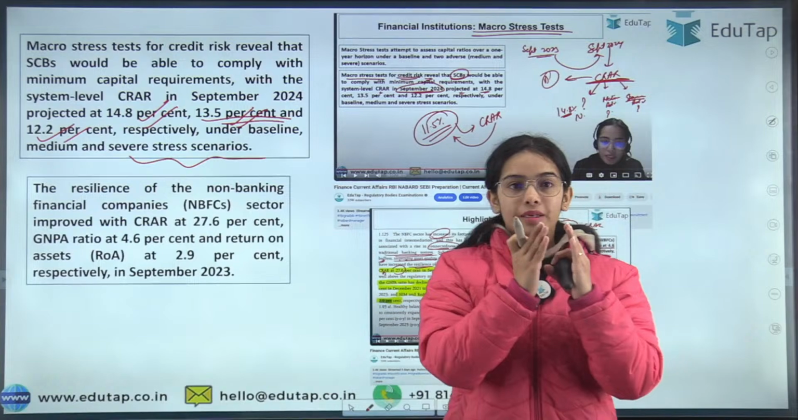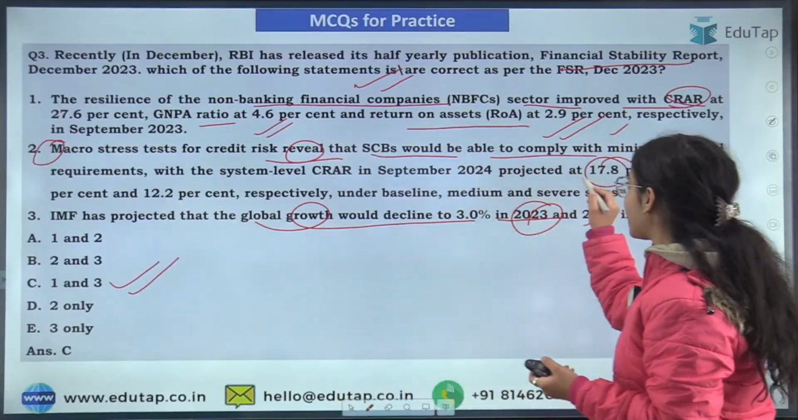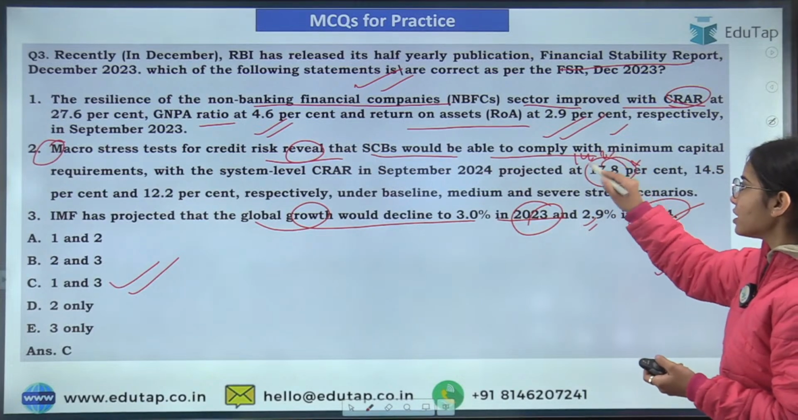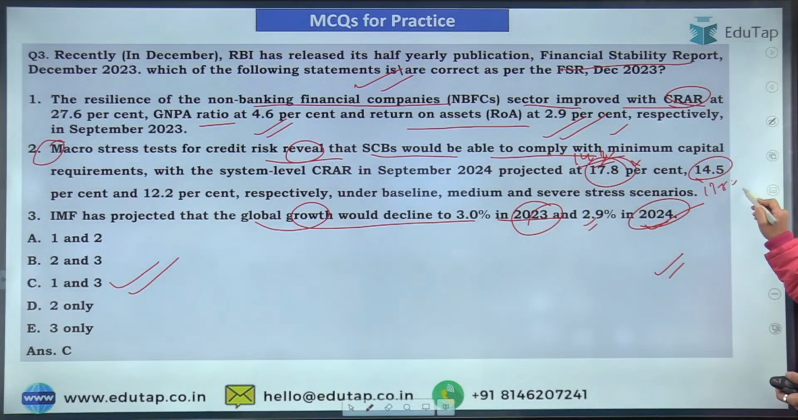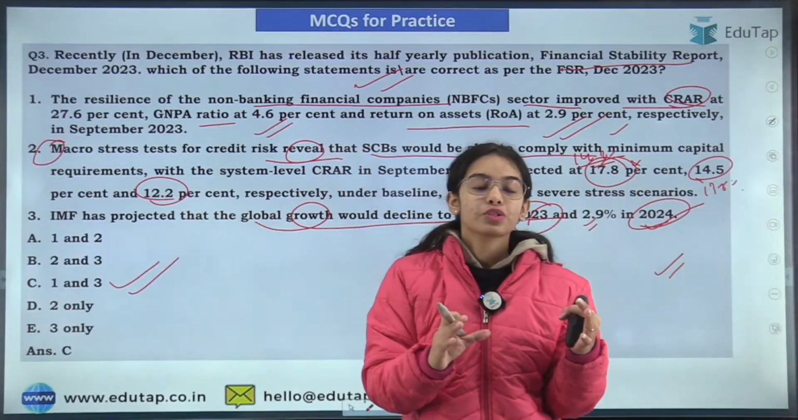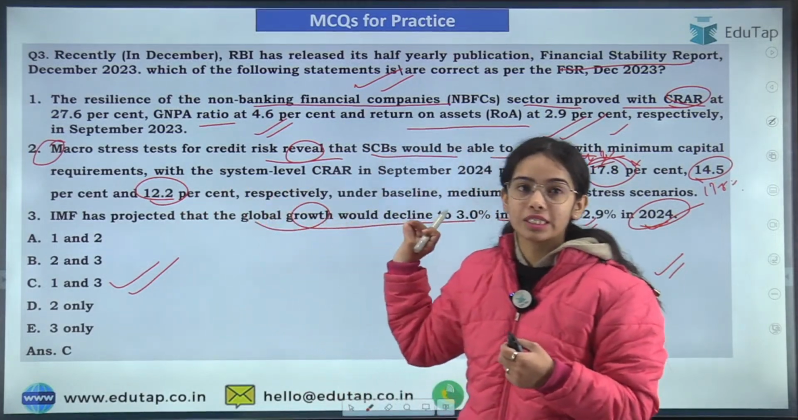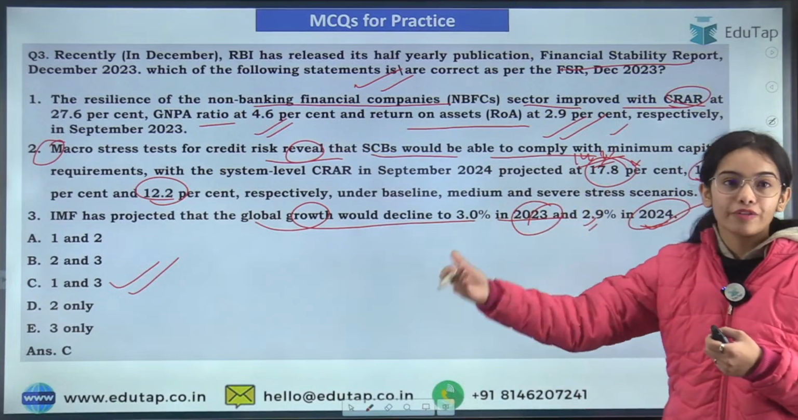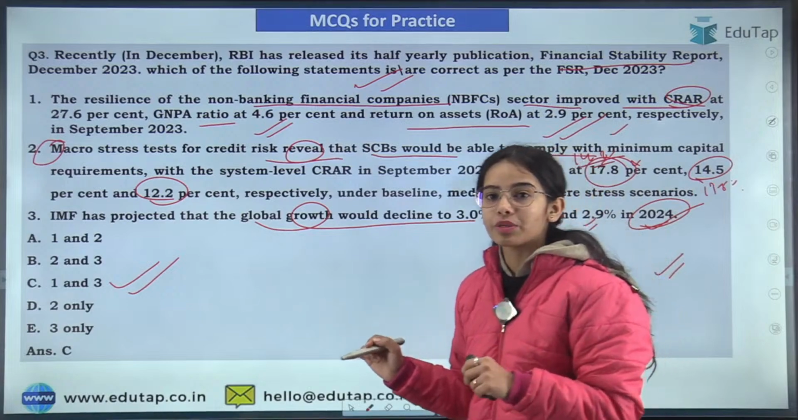So in the baseline, in the normal situation, the banks will be able to keep 14.8% of CRAR. In the medium stress situation, they will be able to keep 13.5% of CRAR, and in the severe stress situation, the banks will be able to keep 12.2% of CRAR in September 2024. Okay, so here the second statement was wrong. Only statements 1 and 3 were correct.